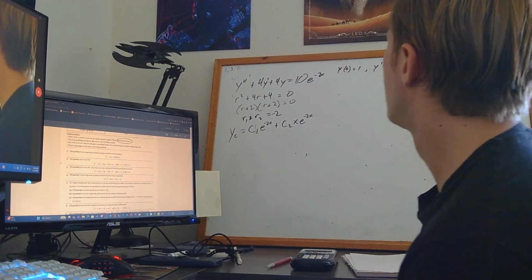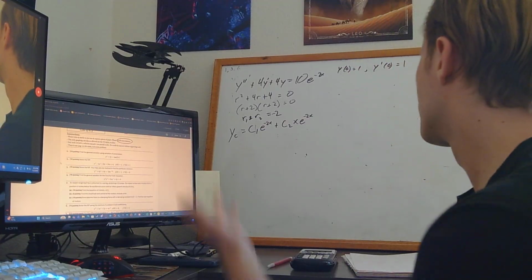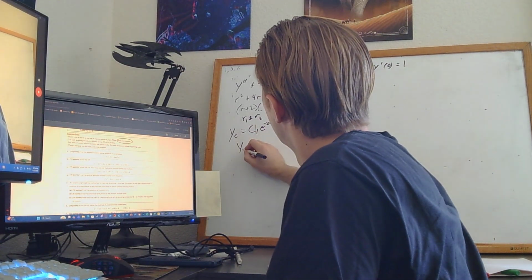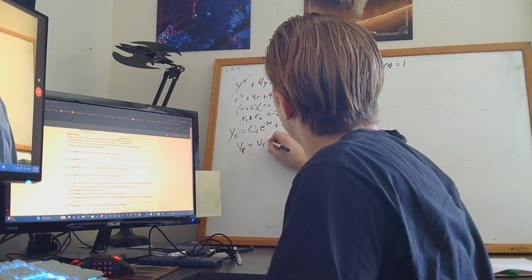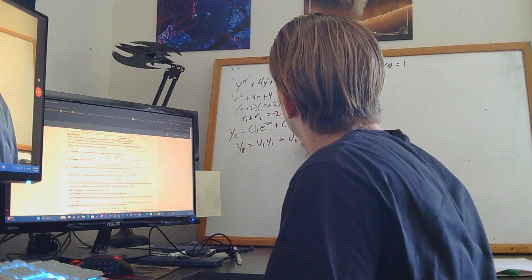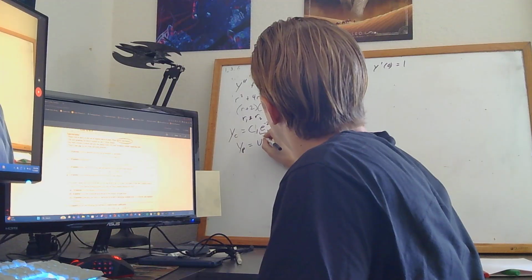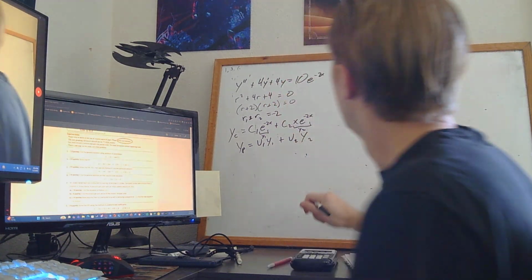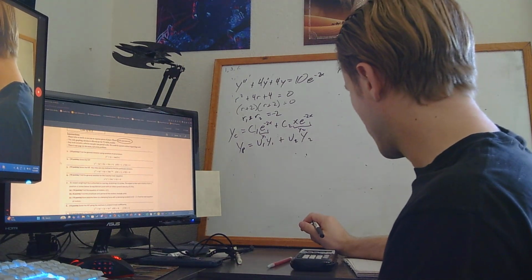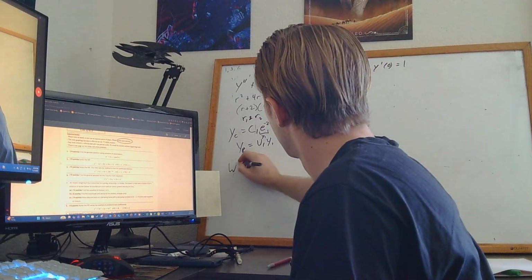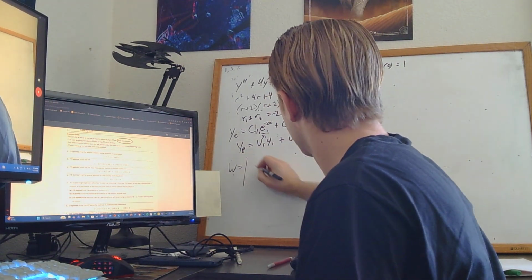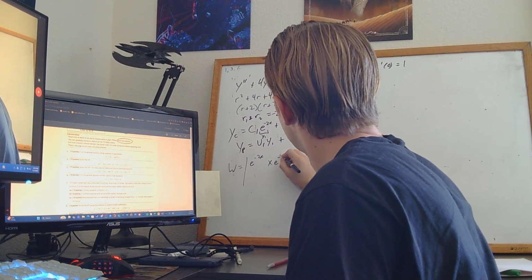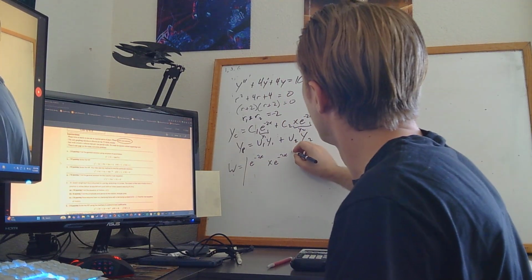Alright. Let's do variation of parameters, I guess, because it's still kind of fresh in my mind. y sub p equals u1 y1 plus u2 y2. Okay, so we're going to need the Wronskian again. e to the minus 2x and x e to the minus 2x as our y1 and y2.